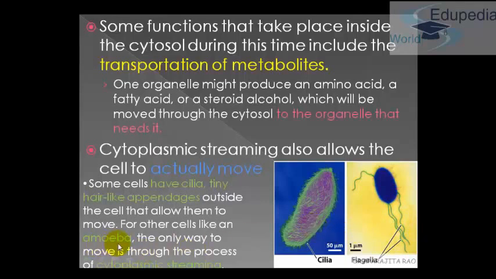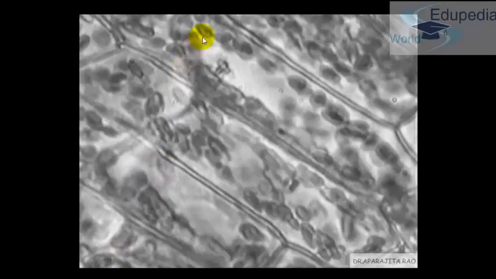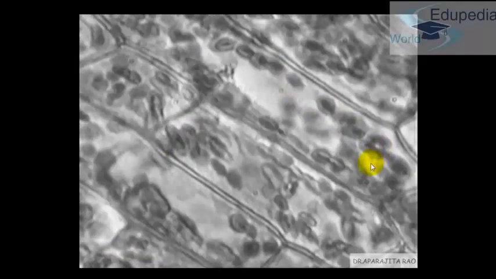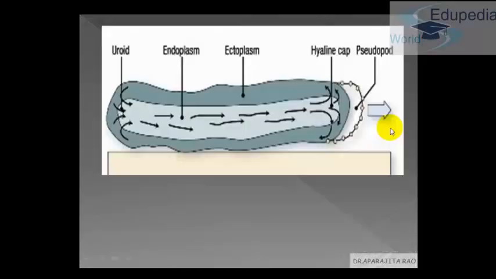So how do they move? They move with the help of cytoplasmic streaming. So this is how they move. If you see, this is how the cytoplasmic streaming is taking place. Okay, so this helps the cell to move forward.